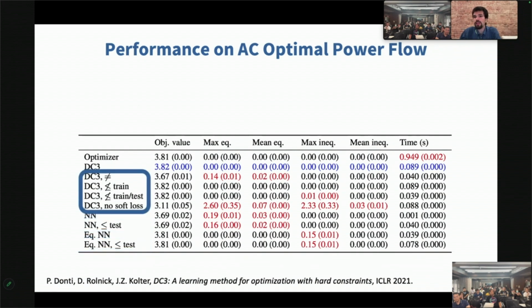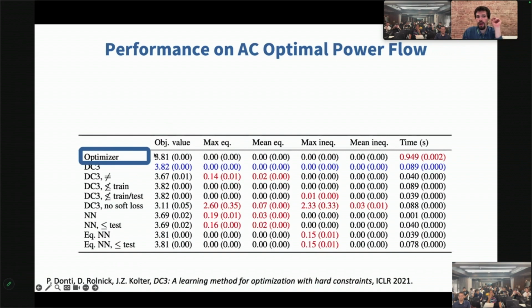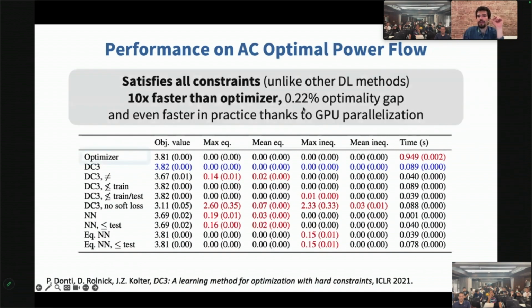Here are various ablations of our method showing that all the different ingredients are actually necessary. But the important thing is comparison against the optimizer. You can see that we are attaining basically the same objective value. There's a slight optimality gap. It's slightly less efficient than the traditional optimizer, but it is, in this case, 10 times faster. And if you allow parallelization on the GPU, which is something that deep learning can do really easily, but the classic optimizer can't do, then you could probably get it orders of magnitude faster even than that.